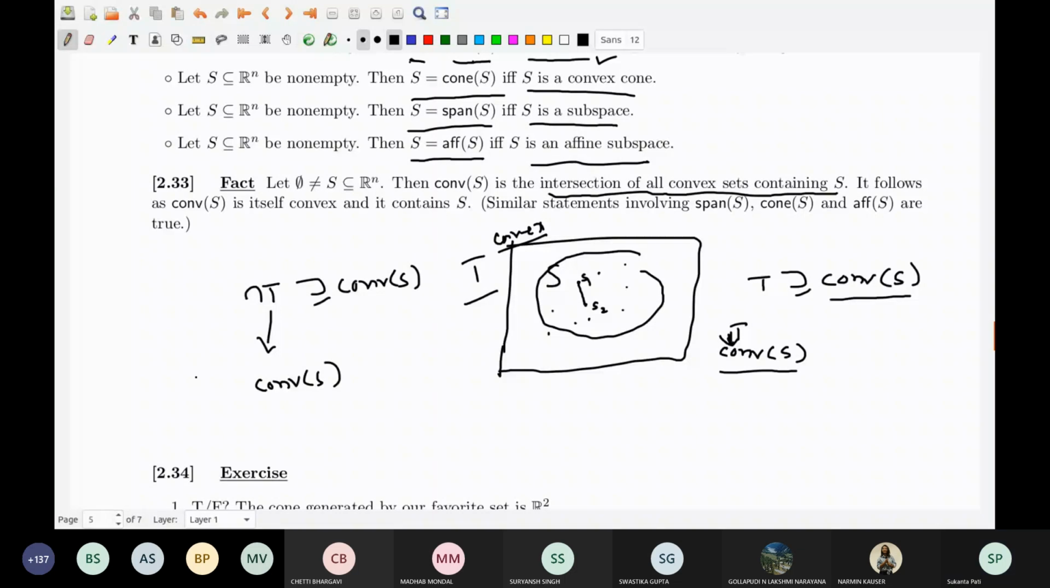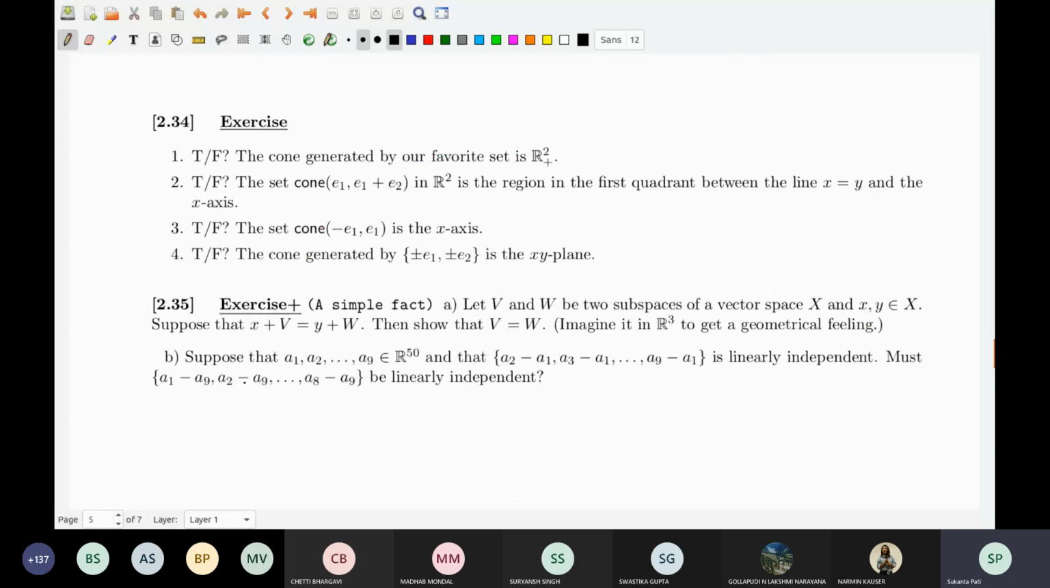Okay. Some true false questions. And here is a simple fact that I wanted to know.